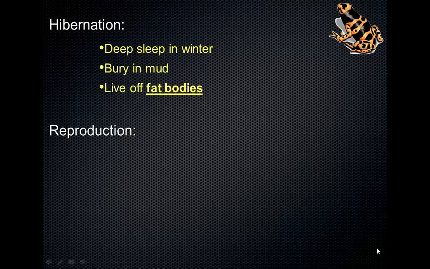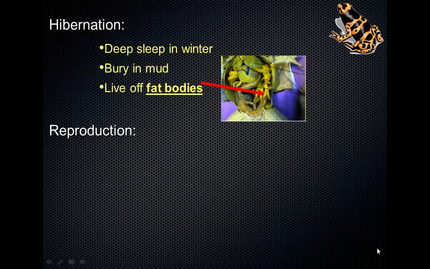The other thing about hibernation is amphibians build up an organ called fat bodies. And you're going to see that when we do our frog dissection in a couple months. When you look inside of the frog, what you'll see is a series of these small, sort of orangish yellow shaped things that fill up the abdomen of the frog. Okay? And these are fat bodies.